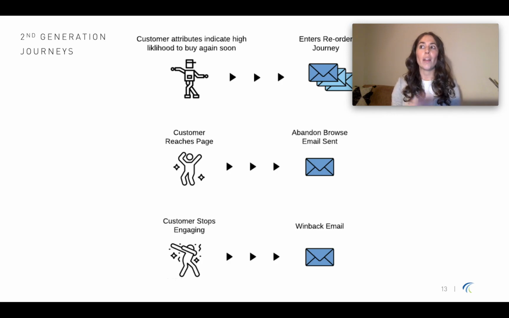So instead of, again, waiting for that trigger, you use the attributes and model when someone is really likely to buy something again, and hit them first with a reorder journey, which could then play into an abandoned cart campaign as part of it.